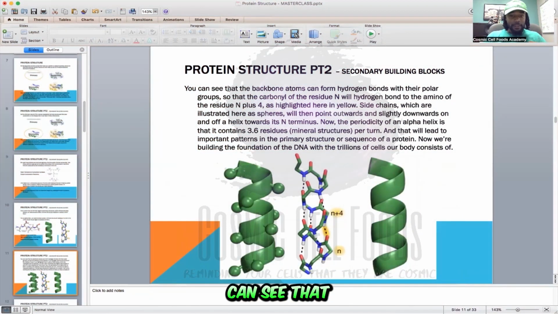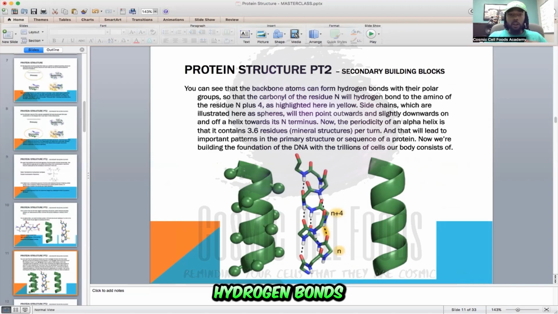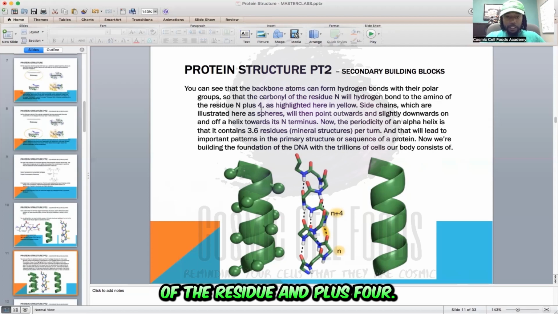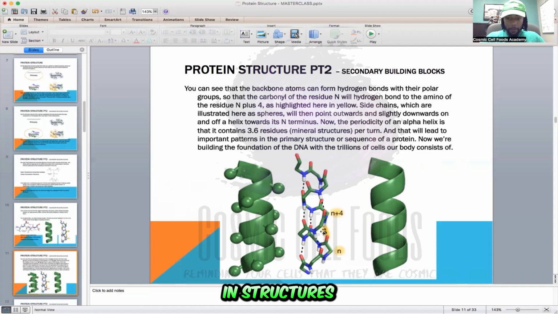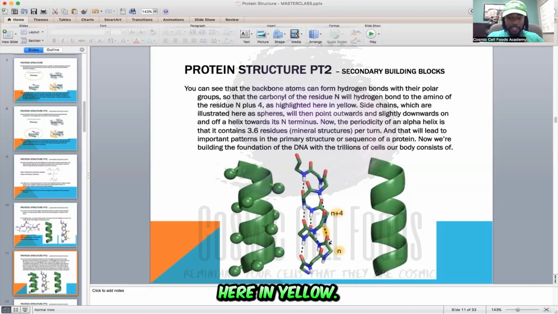So you can see that the backbone atoms can form hydrogen bonds, which we see here in blue, with their polar groups, which is the group of amino acids that I just broke down. The carbonyl of the residue N that we see here will hydrogen bond to the amino of the residue N plus 4. So we see the structures being bound together once we get to those 3 to 4 residues of this mineral structure. We see this highlighted here in yellow.